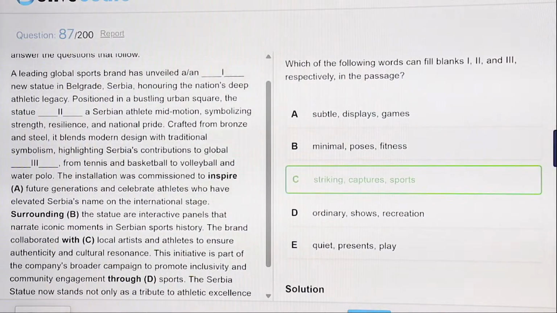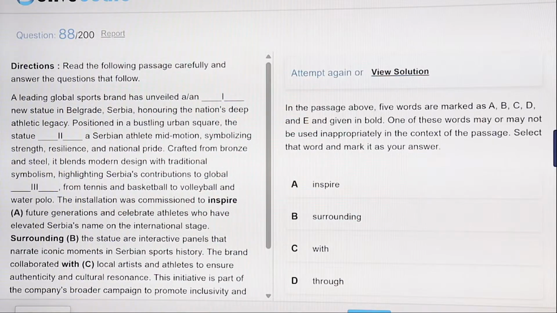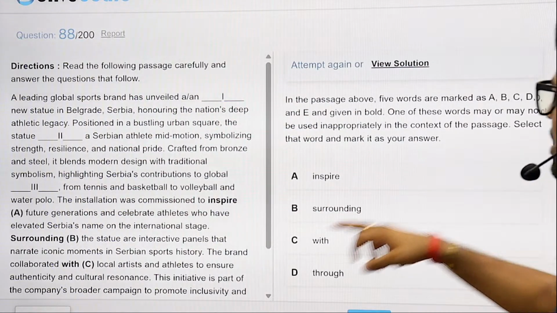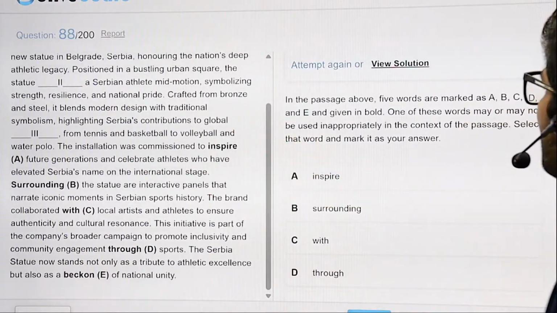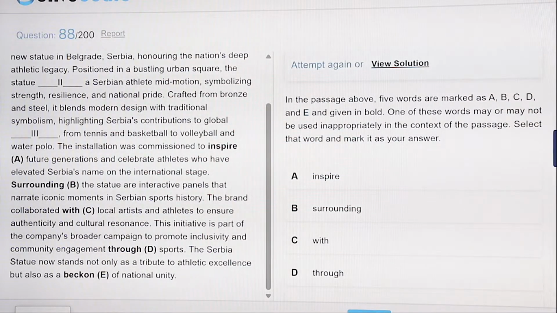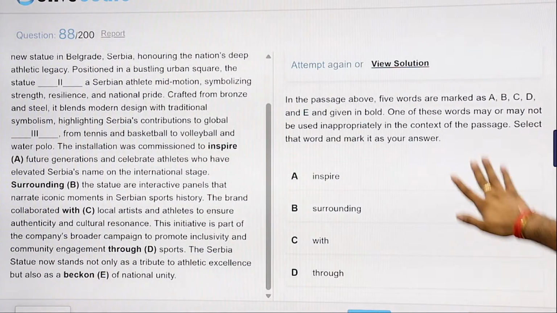Third one must be the answer, and it's now in the passage 5 words are marked. Yes, of course they are. One of these words may not be used inappropriately in the context of the passage. Select that and mark your answer. Okay, we'll check.